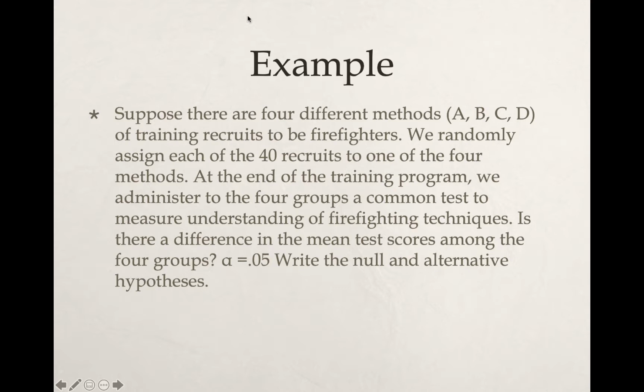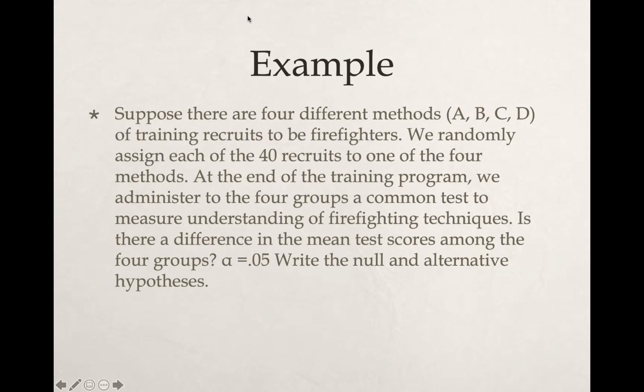So again, I think statistically, the best way to learn this course is through examples. You can never do too many examples. Suppose there are 4 different groups. So we're going back to our firefighter example. We've got our A, B, C, and D groups. At the end of the training program, we give them all a test. Is there a difference in the mean test scores among the 4 groups? And now we're going to use alpha as 5%.